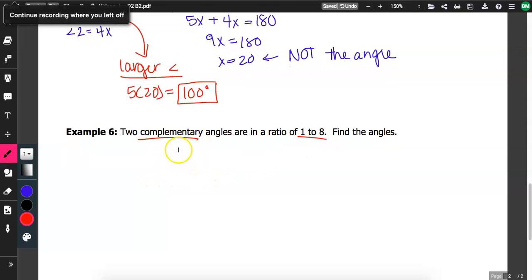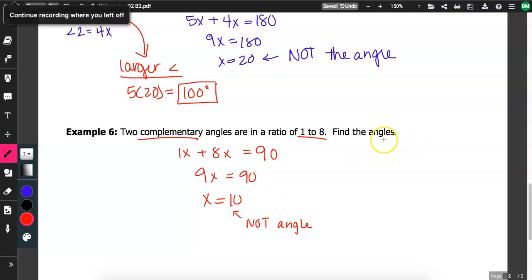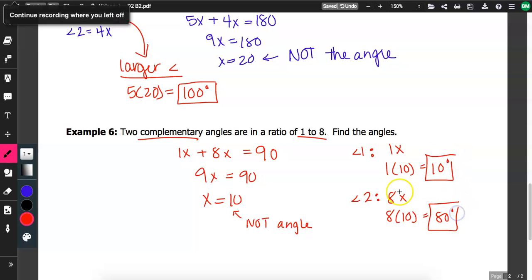So same idea. We have 1x plus 8x. Since they're complementary, they're going to equal 90. 9x equals 90. X equals 10. Again, this is not the angle. I need to find both angles in this case. So angle 1 will be 1x, which is 1 times 10, which equals 10 degrees. Then angle 2, 8x, 8 times 10, 80 degrees. And like you can verify, 80 plus 10 is 90, so we know we did that right.